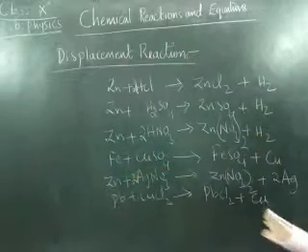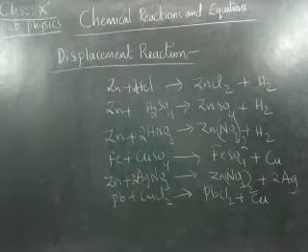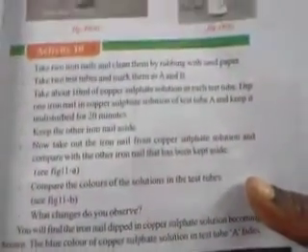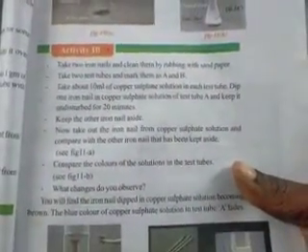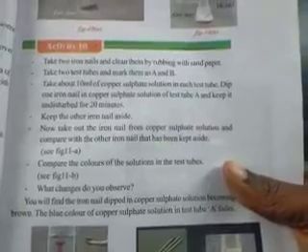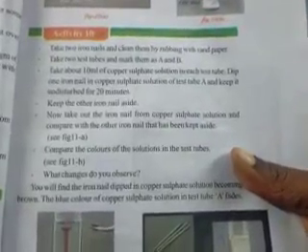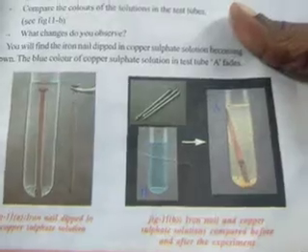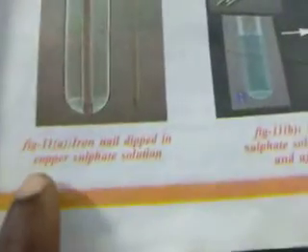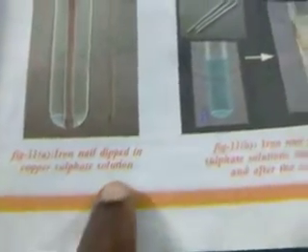Here we can see the nail, the displacement reaction. Take two nails and clean them by rubbing with sandpaper. Take two tubes and mark them as A and B. Here there is a change in the color, children. Here an iron nail is dipped in the copper sulfate solution, and it gives iron and copper.